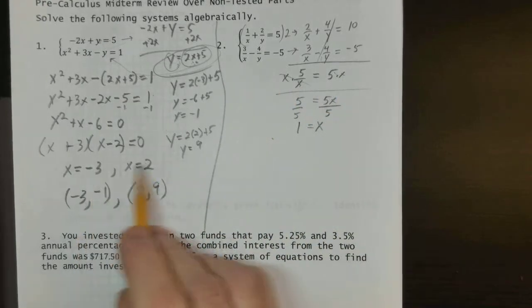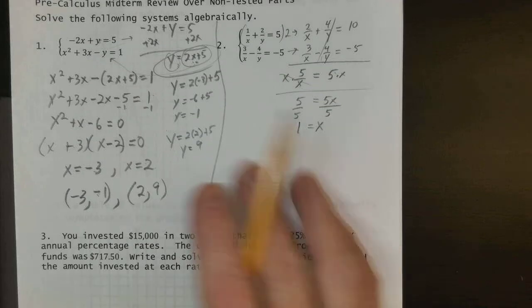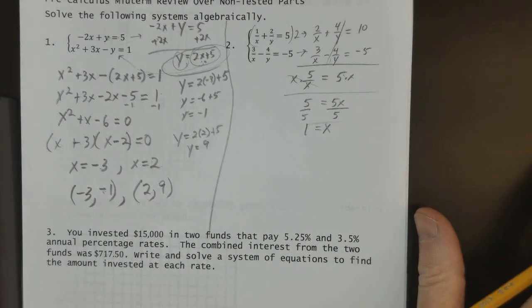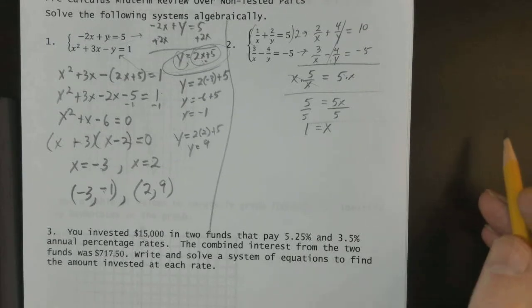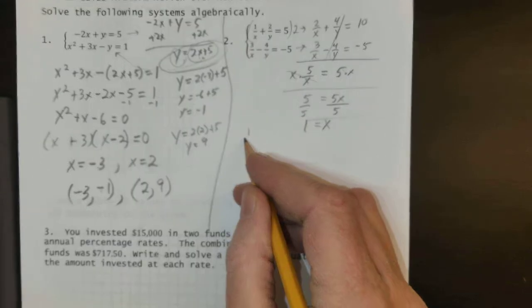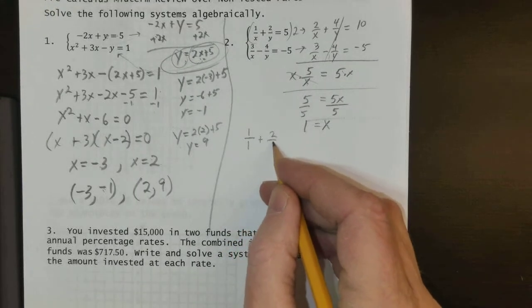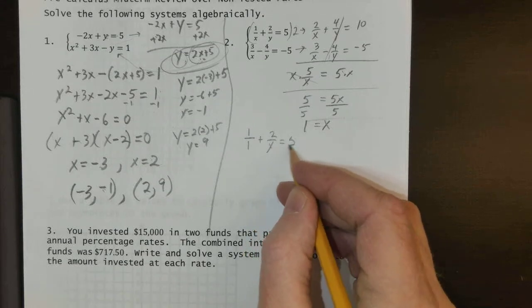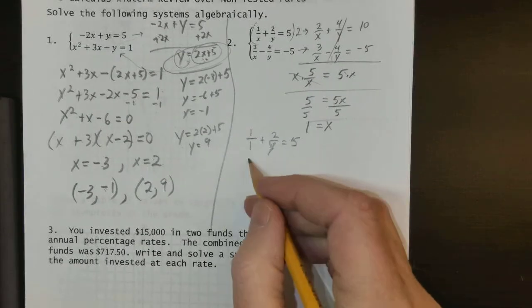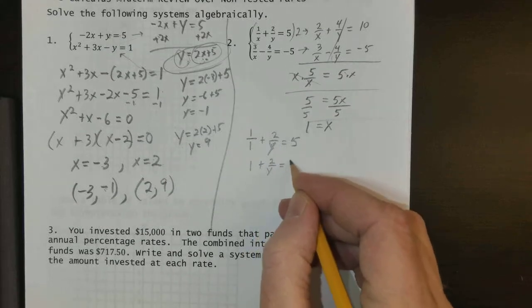Here remember we had a quadratic. We got 2 answers for x, so we have 2 ordered pairs. Here we're only getting 1, so we're only going to have 1 ordered pair. Okay, and I'm going to plug that into the first equation. 1 over x, or 1 over 1, plus 2 over y equals 5.